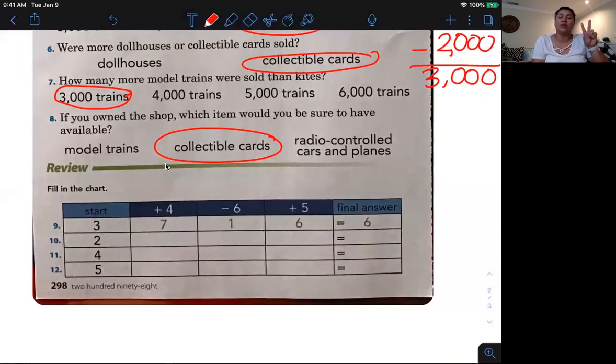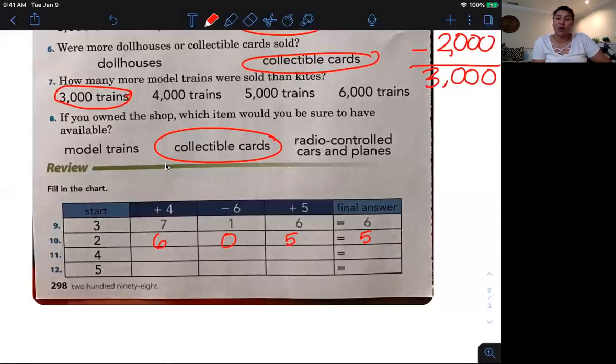So we're going to start with 2. Let's look at number 10. Start with 2 and add 4. 1, 2, 3, 4. That gives me 6. Now take away 6 is what? 0, and add 5. Oh, I guess I should have been doing this all along. I'm so sorry, friends. So 2 plus 4, we said was 6. Take away 6 is 0. Plus 5 is 5. So what's our final answer? 5. Good job.